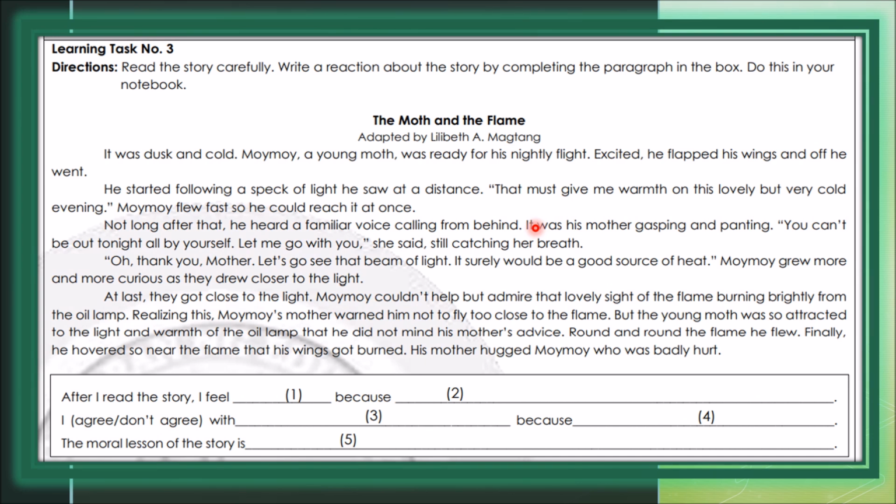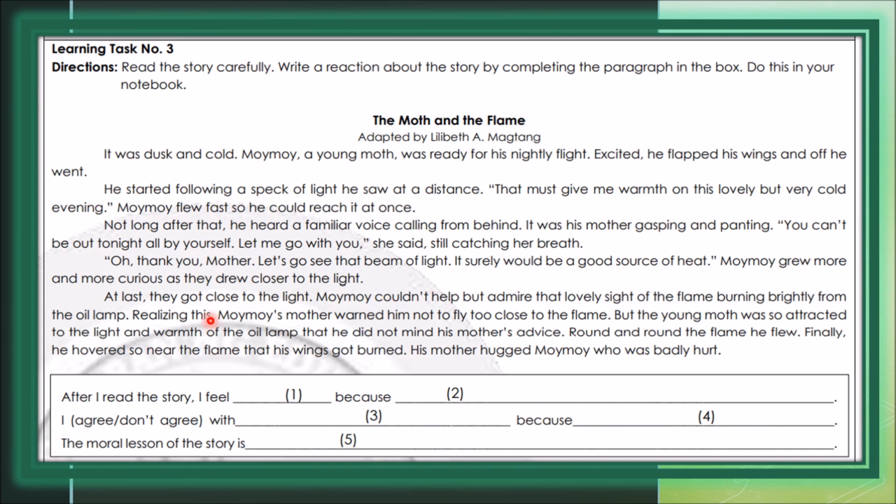"You can't be out tonight, all by yourself. Let me go with you," she said, still catching her breath. "Oh, thank you, mother. Let's go see that beam of light. It surely would be a good source of heat." Moy Moy grew more and more curious as they drew closer to the light. At last, they got close to the light. Moy Moy couldn't help but admire that lovely sight of the flame burning brightly from the oil lamp.